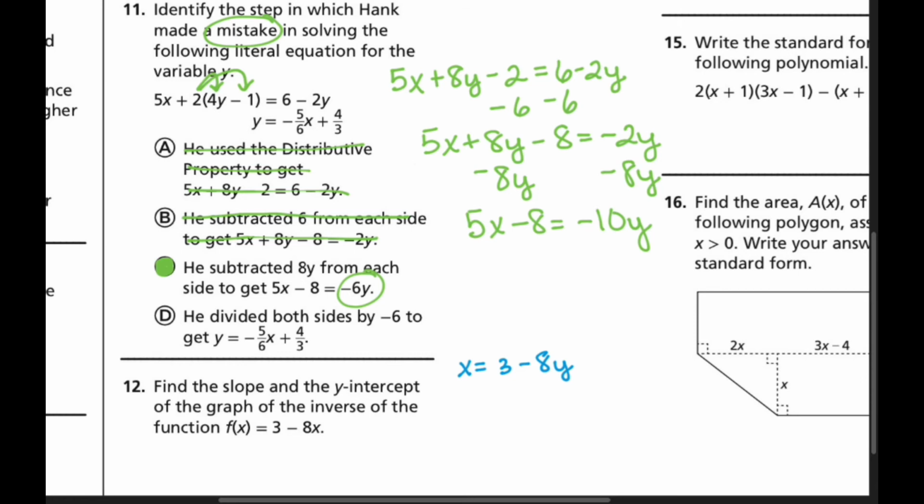And number 12, find the slope and the y-intercept on the graph of the inverse of the function. Inverse means that you just switch the x and the y values. So instead of writing f of x, which is y, equals 3 minus 8x, we're going to write x equals 3 minus 8y. And we solve for y. When I solve for y, I'm going to subtract 3 first, then divide by negative 8, and I get my answer, which is y equals negative 1/8 x plus 3/8. So this is the inverse of the original function, f of x equals 3 minus 8x. All you do is flip the two variables and solve for y.